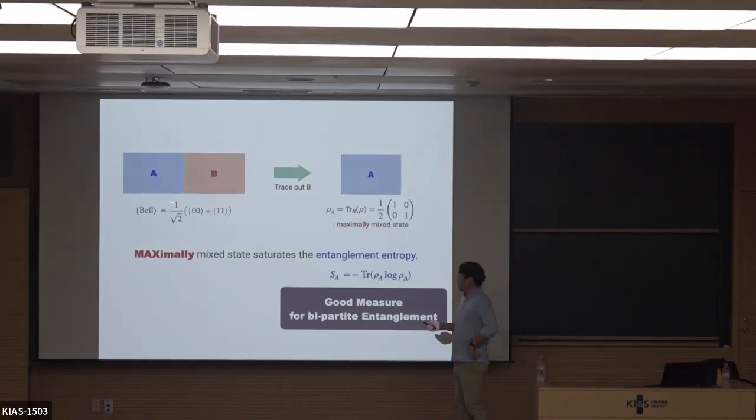What is the property of the Bell state? If you trace out one of the parties, you have one qubit remaining, and the resulting reduced density matrix is a maximally mixed state. As you know, the reduced density matrix is proportional to the identity. And then we know that this maximally mixed state saturates the von Neumann entropy. And this is a good clue to generalize the bipartite entanglement entropy to the multipartite entanglement entropy.